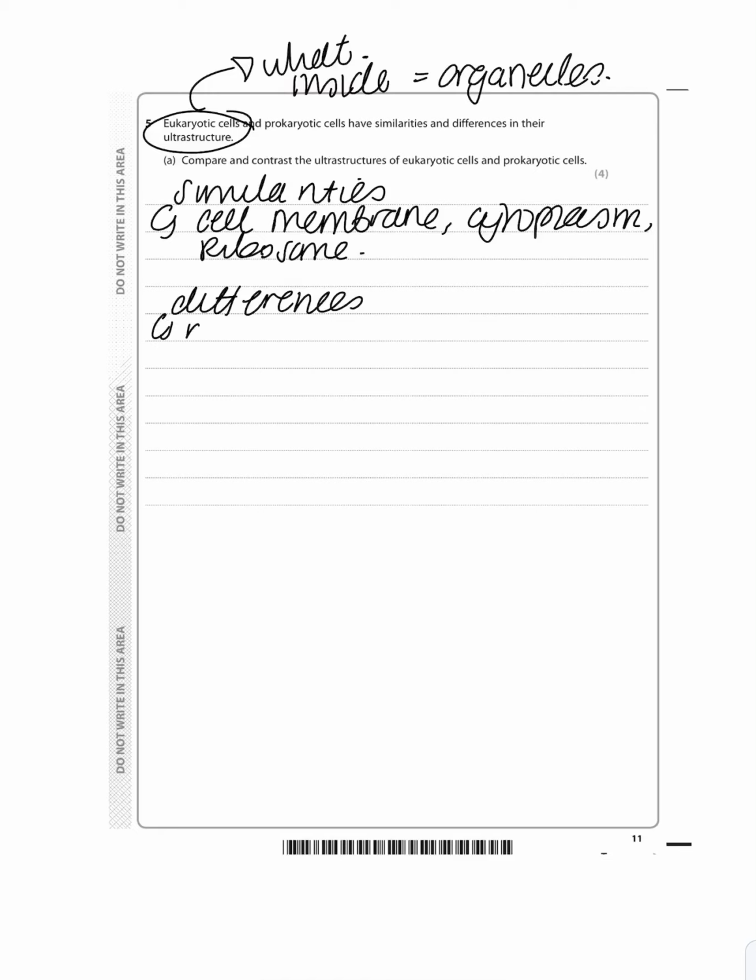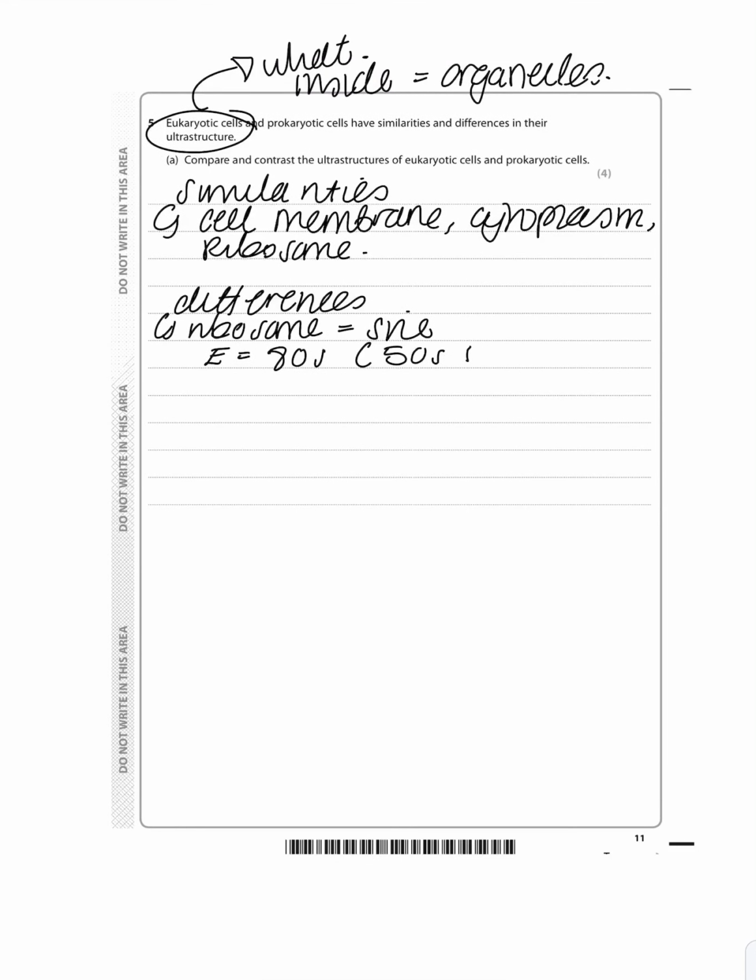Here, the ribosome is also used as a difference because the size is different. So in eukaryotes, the ribosome has a size of 80S because it's composed of subunits 50S and 30S. Whereas in prokaryotes, the ribosome is smaller, being 70S, and that's because it has subunits of 50S and 20S.